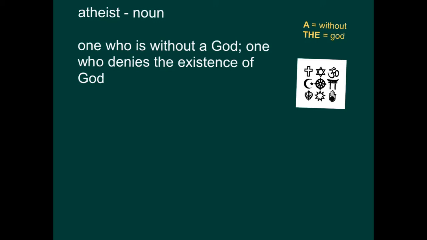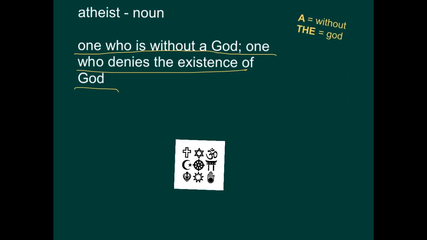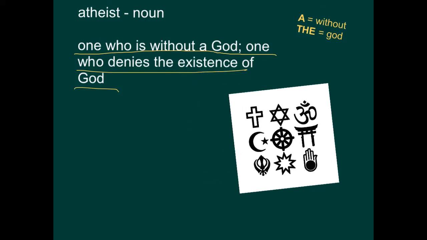All right, atheist. So we heard about this at the beginning as well. It's easy to confuse with agnostic unless you know the roots, and then it's easy to figure out because atheist has the roots a meaning without and the meaning God. So an atheist is without a God. Literally, without a God. That's the definition: one who is without a God, one who denies the existence of God. I think about it like this to help me remember. We've got different religions of the world, and an atheist doesn't subscribe to any of them. They're just like, nope, not for me. Okay?